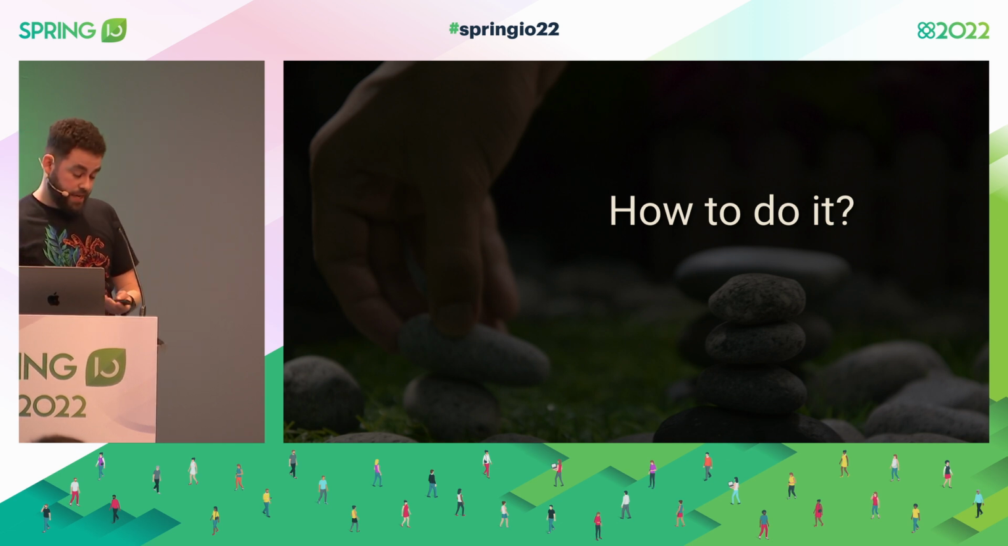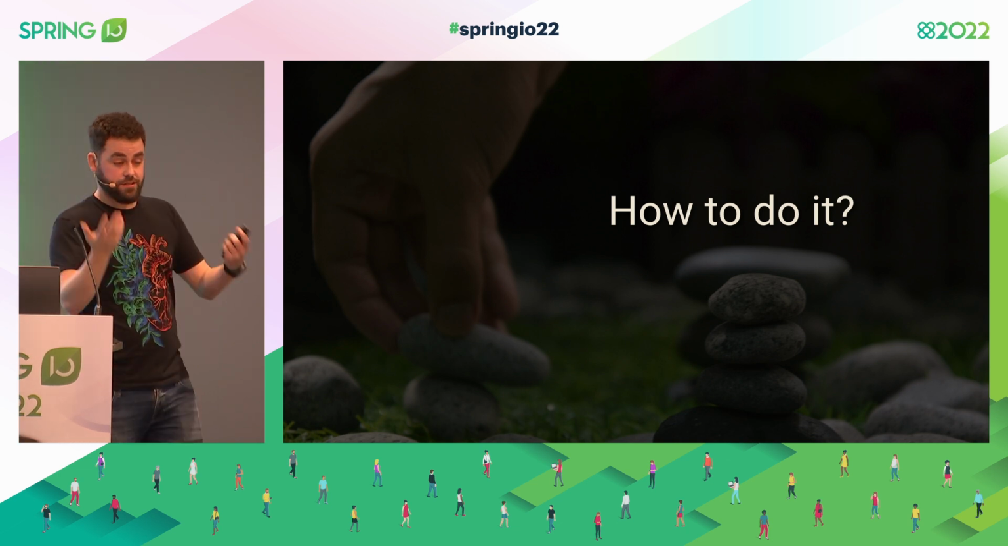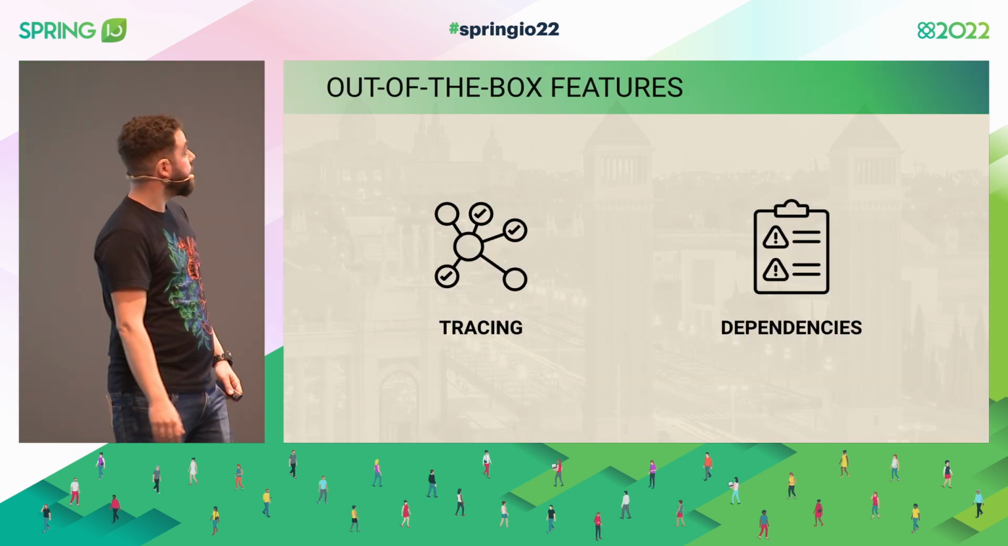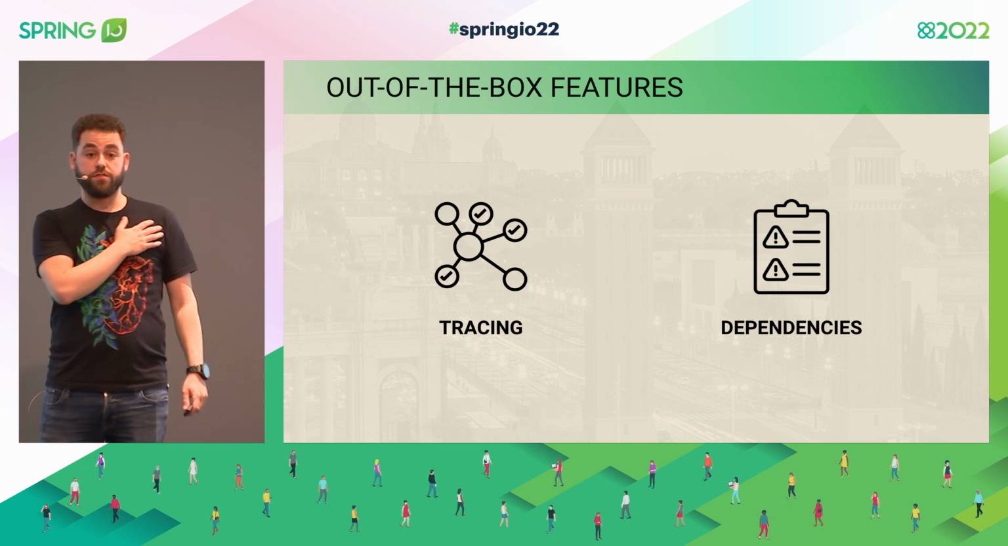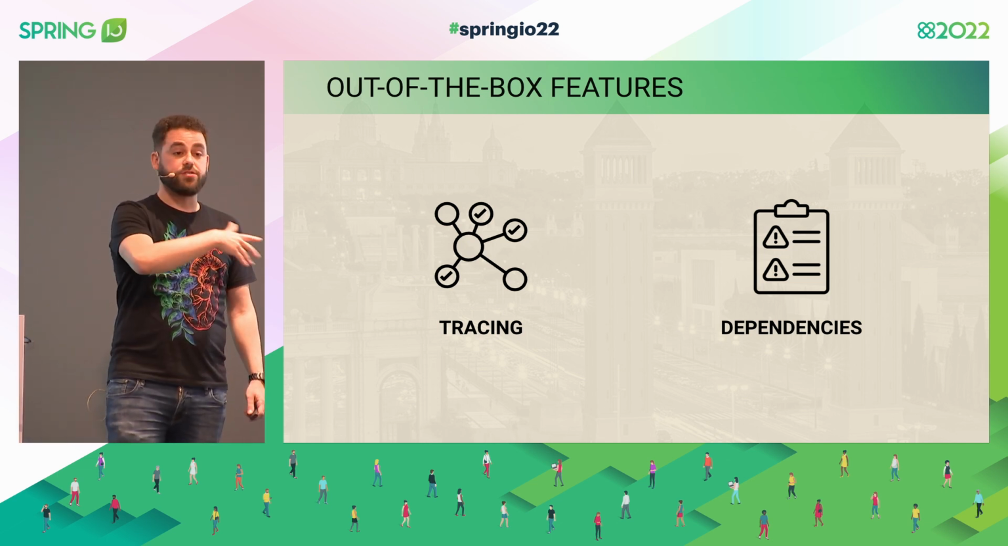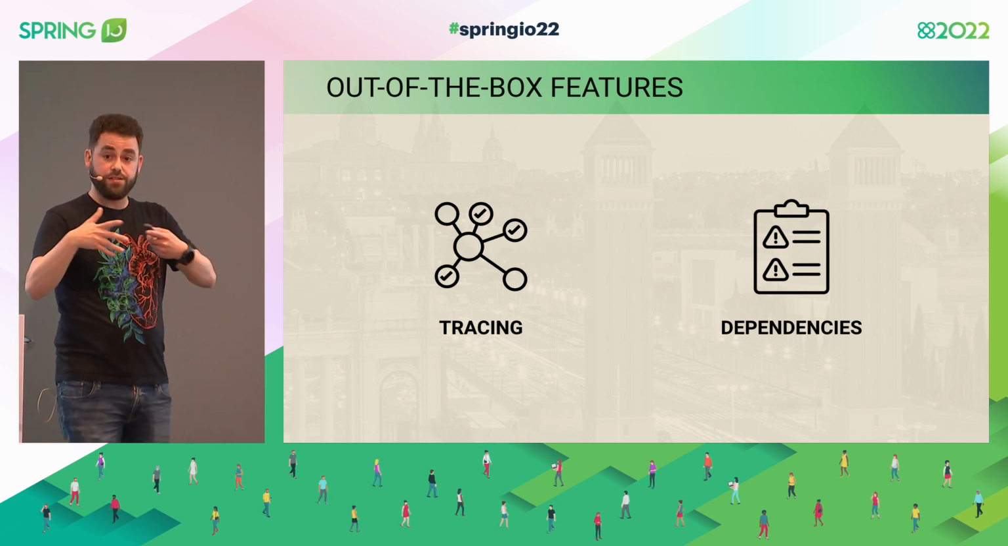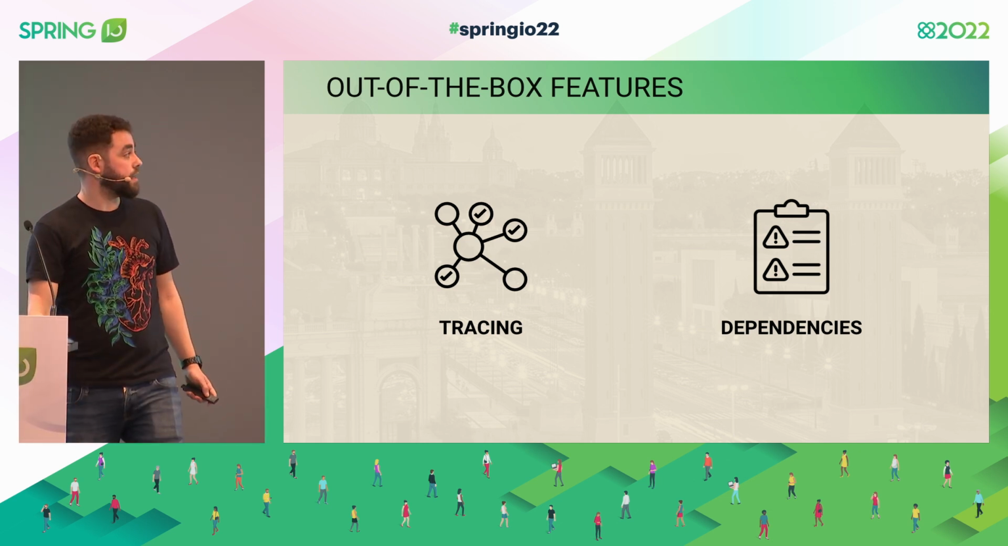And mainly, let's see how we can achieve all these things, because this is a long list of things that we have to do, right? So let's start with the things that just work out of the box. So I'm mainly talking about adding tracing to our applications and controlling the dependencies and which versions we are using.